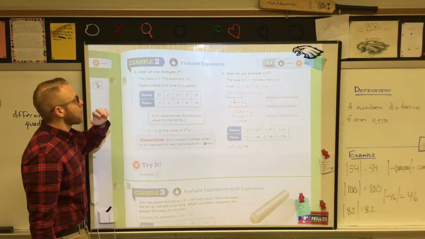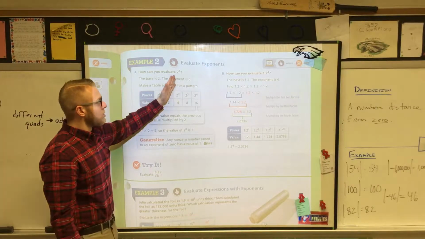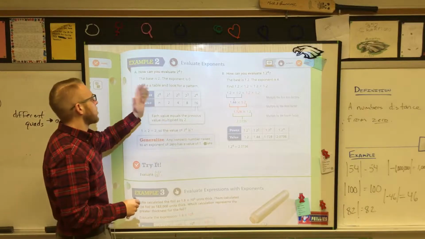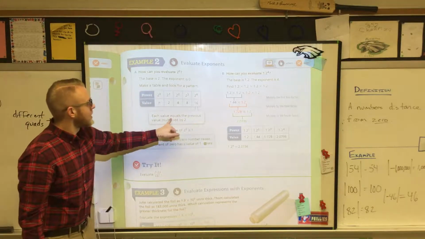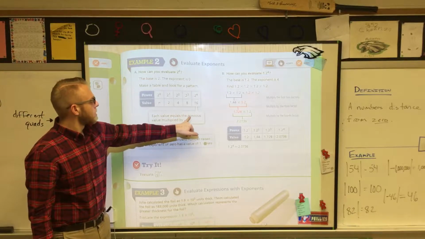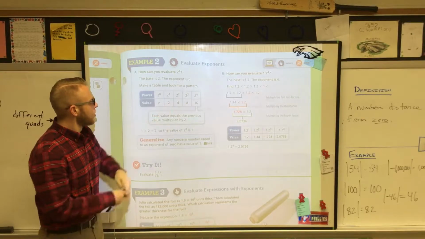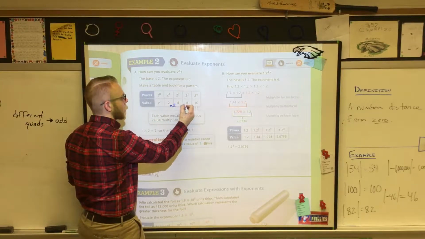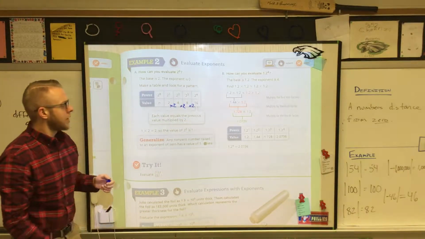So it says, how can you evaluate 2 to the 0 power, or 2 as our base with an exponent of 0? The base is 2, the exponent is 0. We just said that. Make a table and look for a pattern. Well, let's look at this pattern. Each value equals the previous value multiplied by 2. Here's 2. Well, 2 times 2 is 4. 4 times 2 is 8. 8 times 2 is 16.